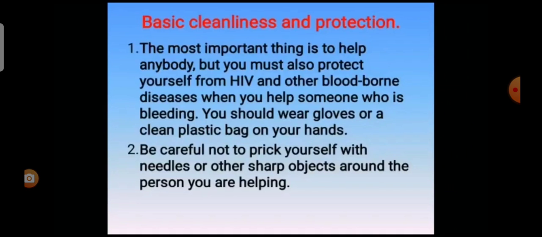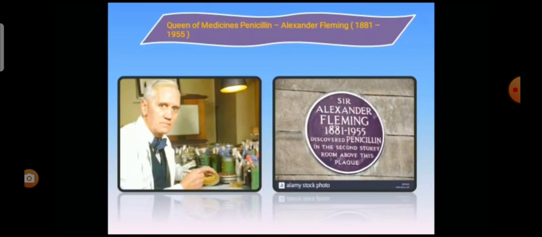Basic cleanliness and protection. The most important thing is to help anybody, but you must also protect yourself from HIV and other blood-borne diseases. When you help someone who is bleeding, you should wear gloves or a clean plastic bag on your hands. Be careful not to prick yourself with needles or other sharp objects around the person you are helping.